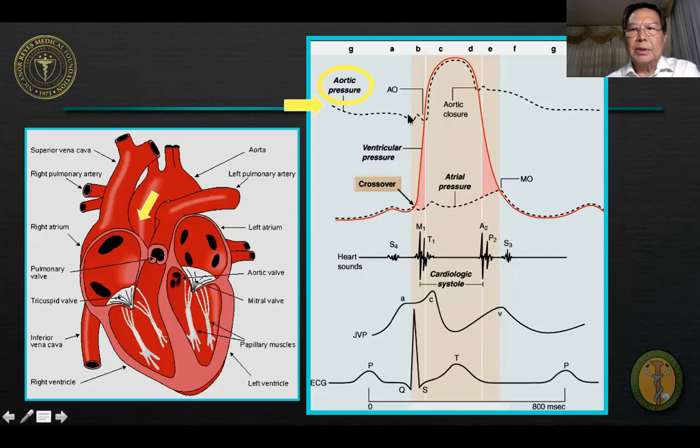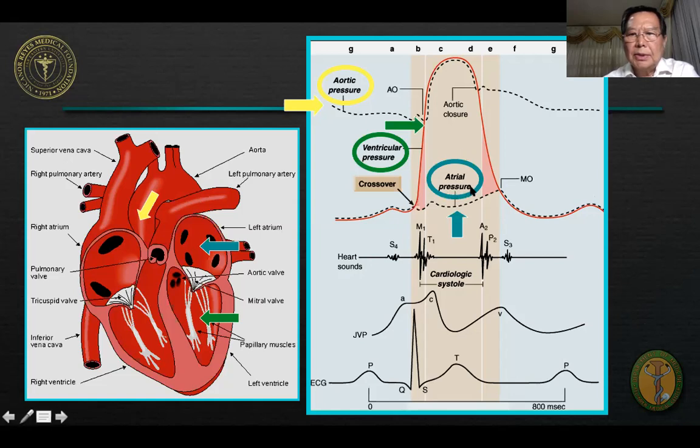Take note that diastole, these are the pressures, systole over here, and the next diastole. And these are the ventricular pressure. Take note that diastole, it's low. Then at systole, right, it goes up there and goes down again. And for the next diastole over here, okay?